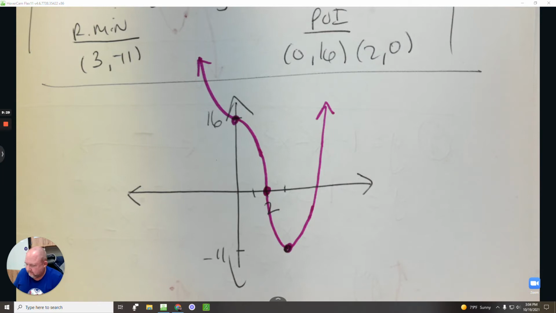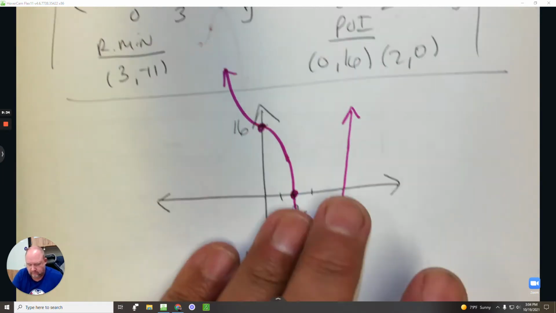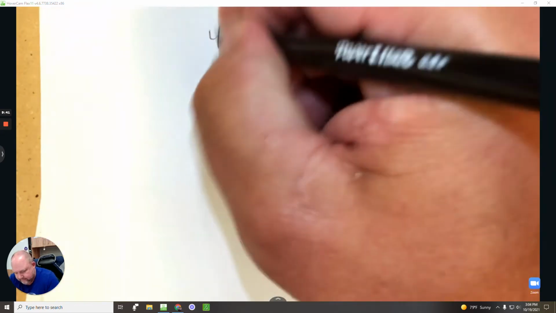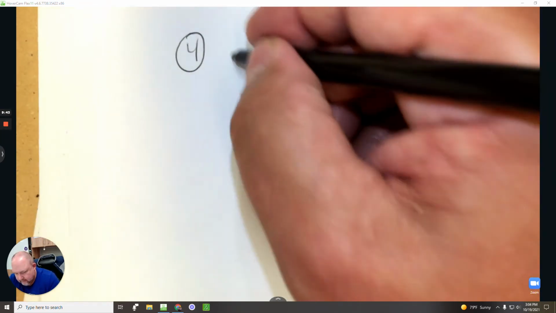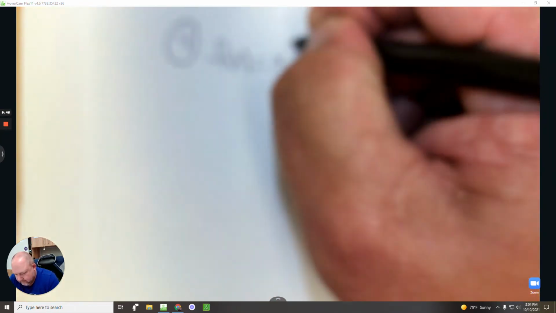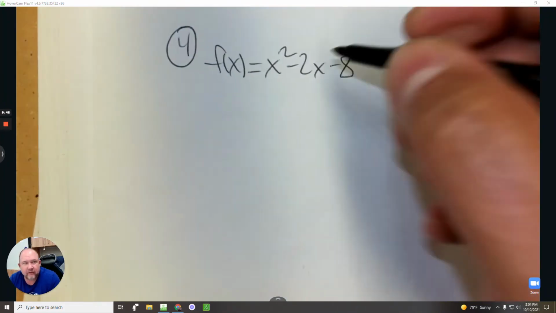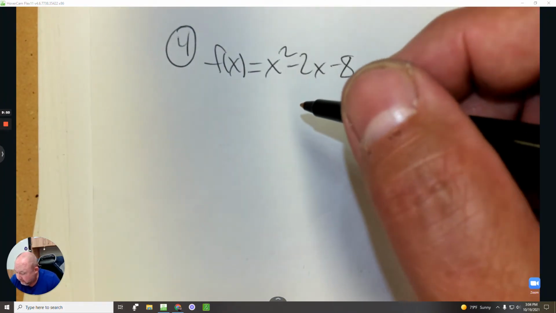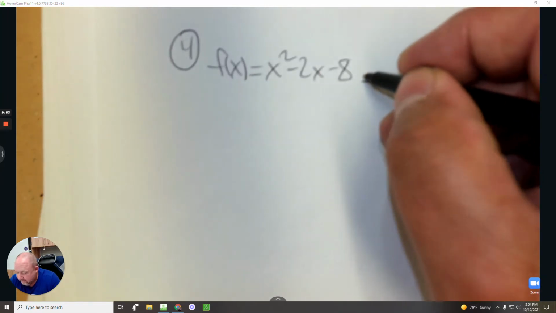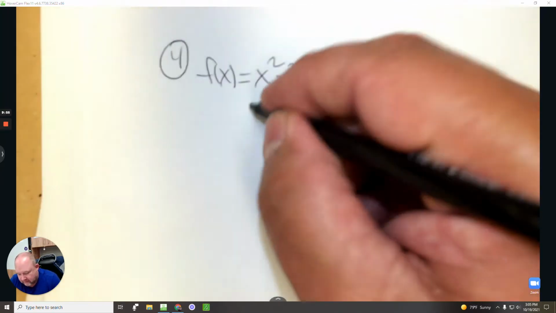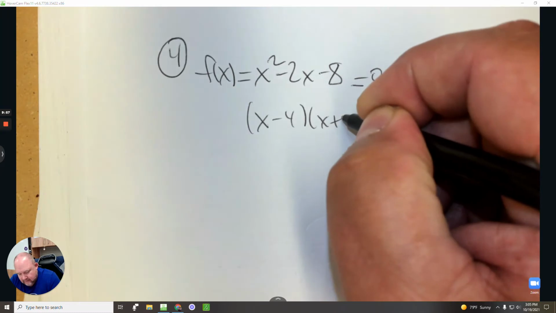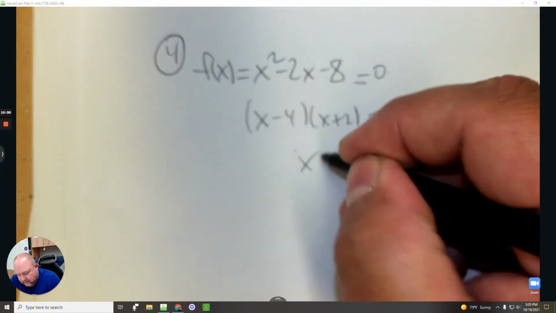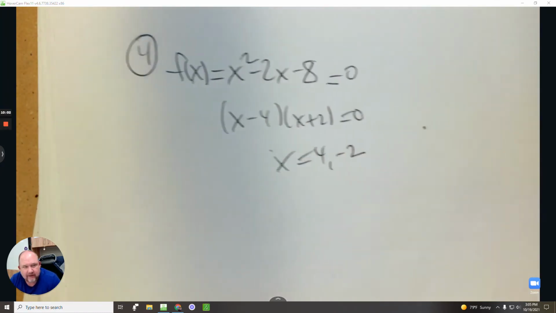Number 4. For number 4, we're graphing again. This is a parabola, and you've graphed a parabola before, but with calculus tools, what would it look like? If I want to find the intercepts, those are pre-calculus tools. I'm going to factor and then solve it. So we have intercepts at 4 and negative 2.